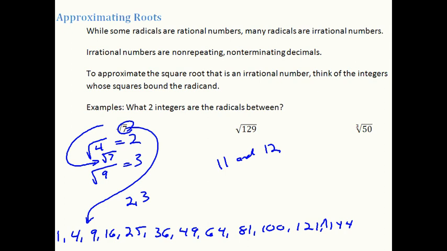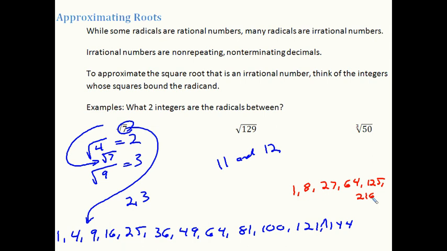So our perfect cubes: 1 cubed is 1, 2 cubed, 2 times 2 times 2, is 8, 3 cubed, 3 times 3 is 9, times another 3 is 27, 4 cubed, 4 times 4 is 16, times another 4 is 64, 5 cubed we saw before is 125, and 6 cubed I'll put in there, that's 216. You really should be familiar with the first 5 or 6 perfect cubes too.